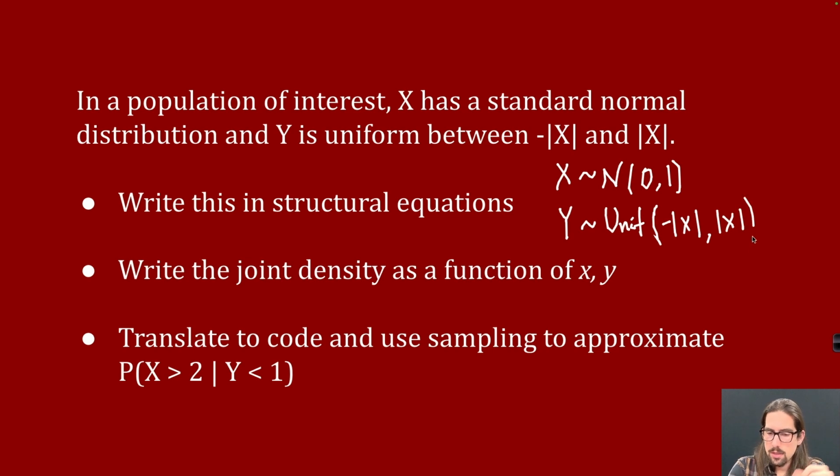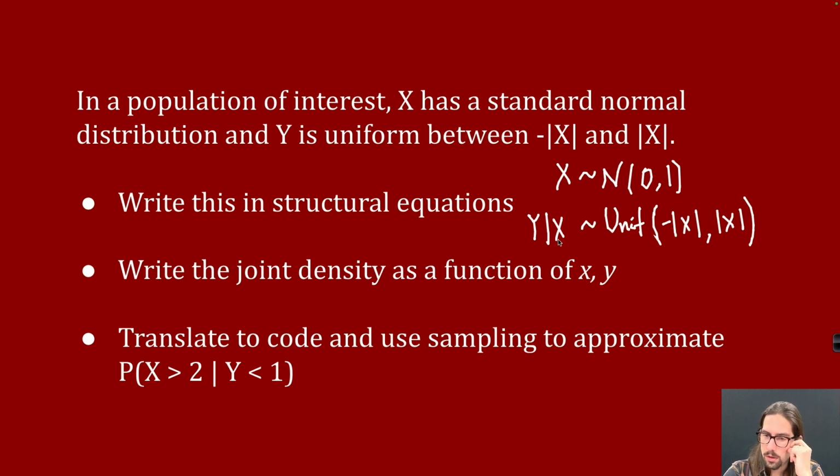So it's like this. And moreover, we should actually write that this is not the distribution of y, it's the distribution of y given x is a particular value. So this is our structural equations notation for this joint distribution. Next thing is to write the joint density as a function of these two things. It's actually quite easy to write from this the marginal distribution of x and the conditional distribution of y given x.